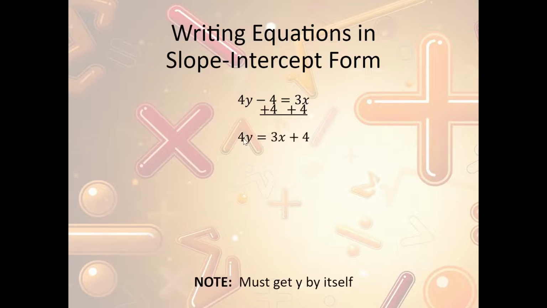Now I'm just going to get rid of this 4. This 4 is being multiplied by y, so I'm going to undo that by dividing. So I divide both sides by 4. And I get 3 divided by 4, which is just 3/4 x. And 4 divided by 4, which is 1. So I'm left with y equals 3/4 x plus 1.